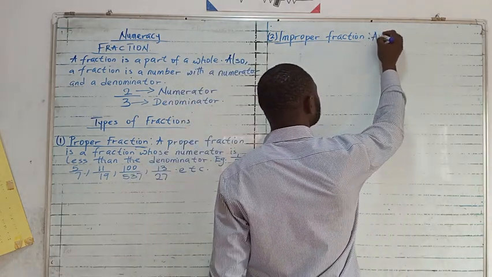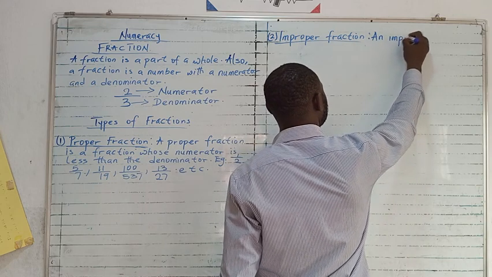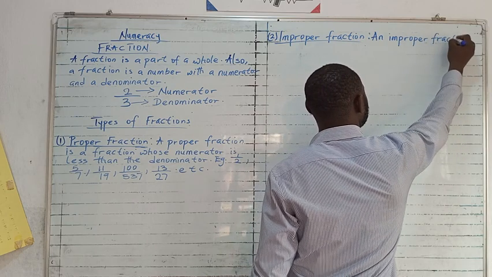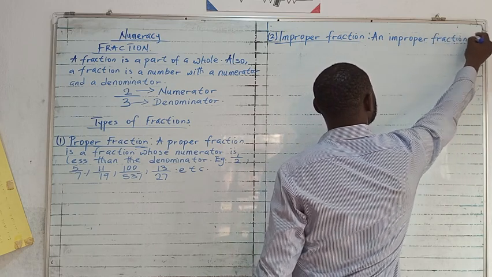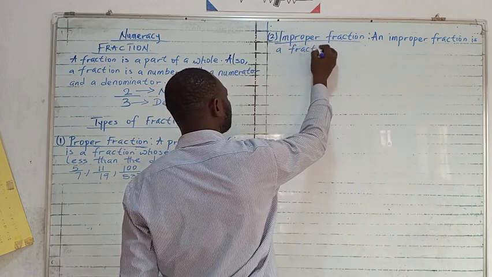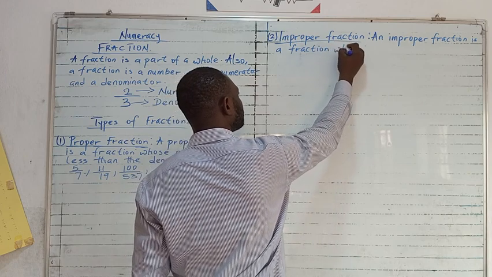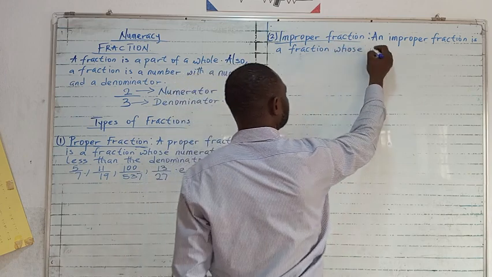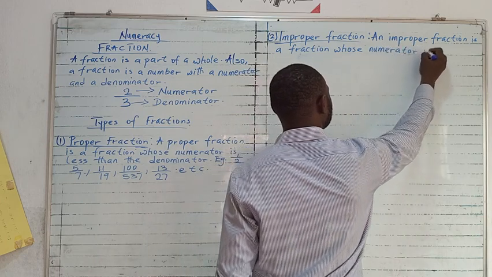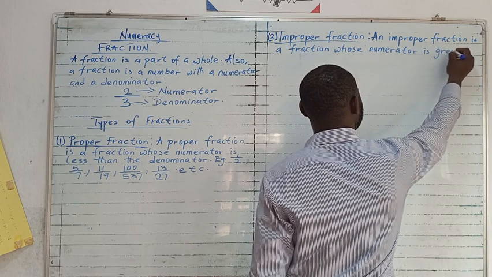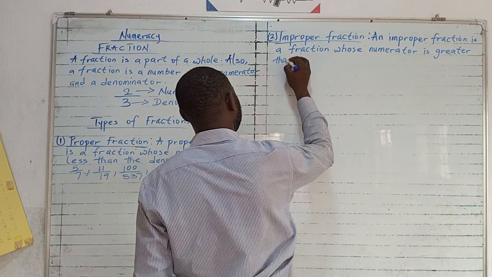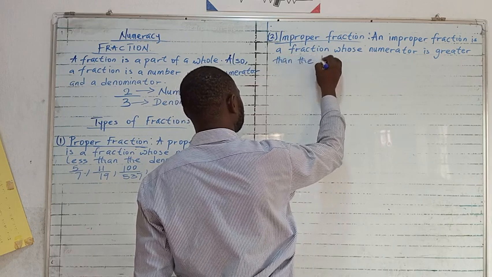So we can now say here that an improper fraction is a fraction whose numerator is greater than the denominator.